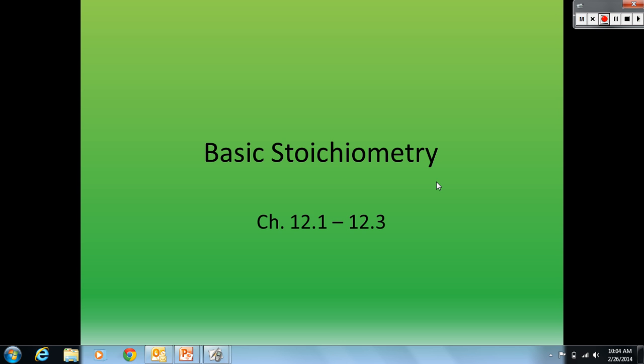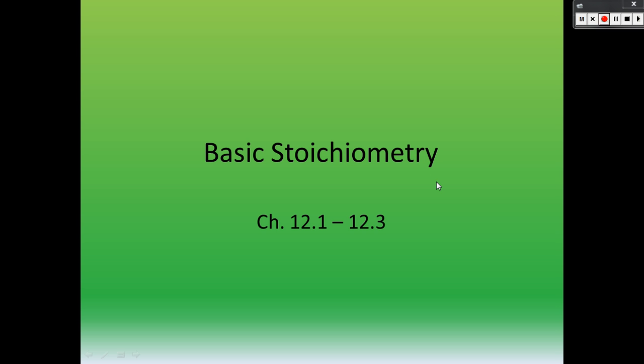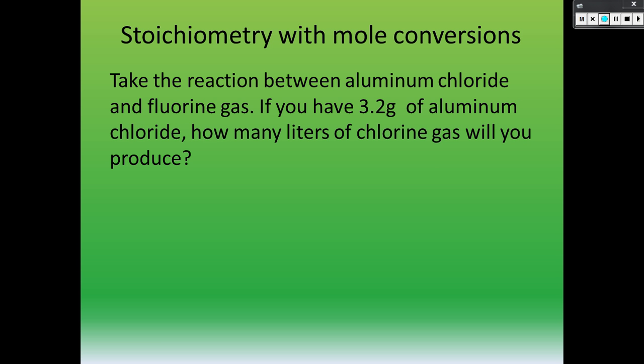These are notes on basic stoichiometry. It's chapters 12.1 through 12.3 in your book. They have a lot of examples. They go through a lot of different types of stoichiometry. I'm going to give you a couple of examples, but if you want more examples or examples of a certain type of stoichiometry, I really recommend you look through your book.